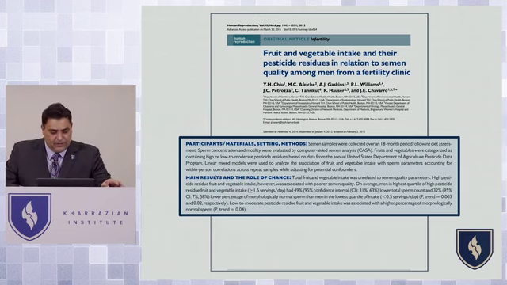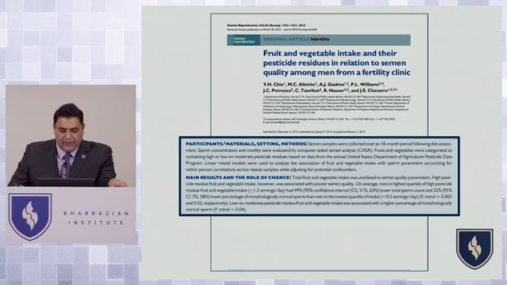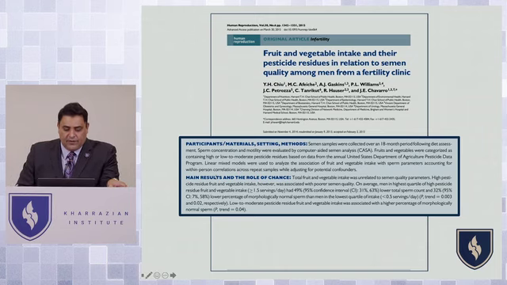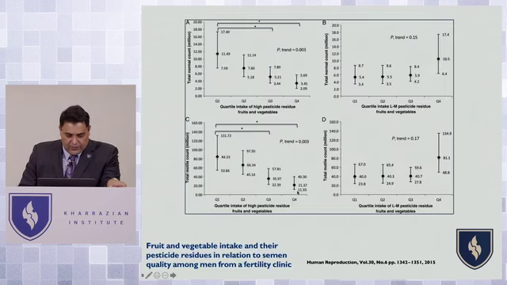So this was a paper that was published in the journal Human Reproduction, and they looked at fruit and vegetable intake and their pesticide residues in relation to semen quality among men from fertility clinics. And here what you can see is they broke down the interquartile range of pesticides, and they looked at the total normal count of sperm. And basically what they find is that the highest amount of pesticide exposure they have, the less sperm count they have. And they did the same thing here with motility of sperm.